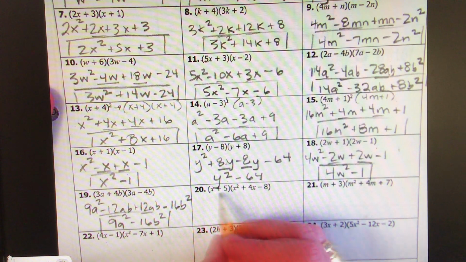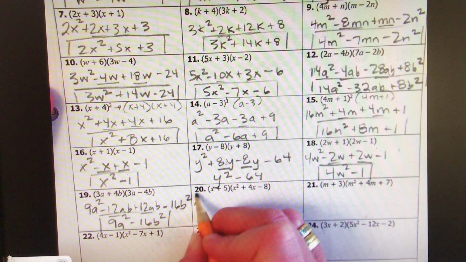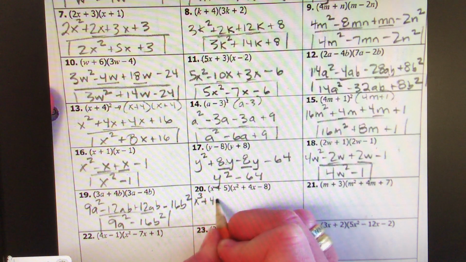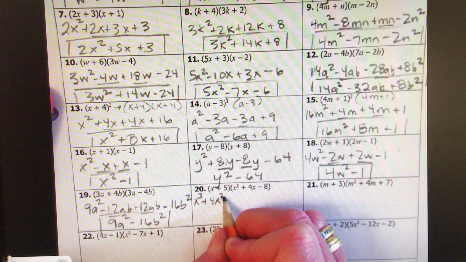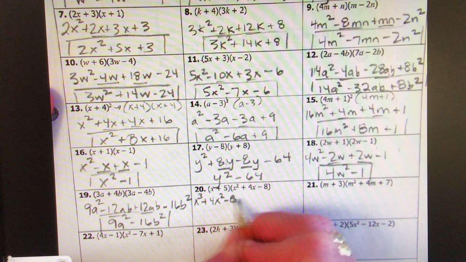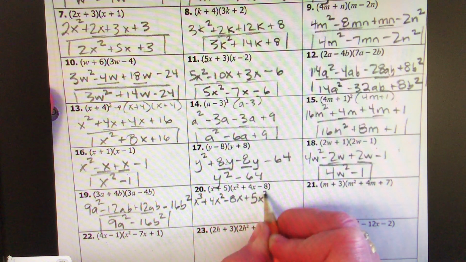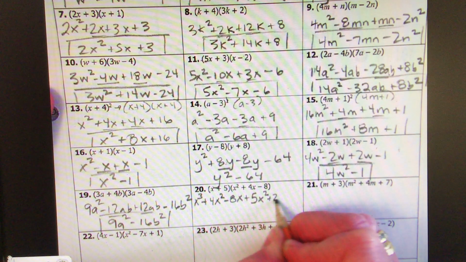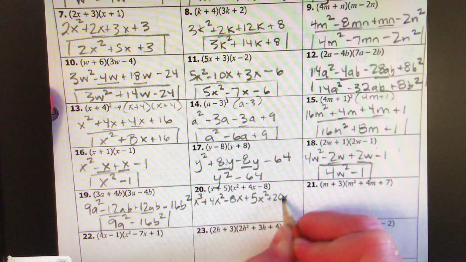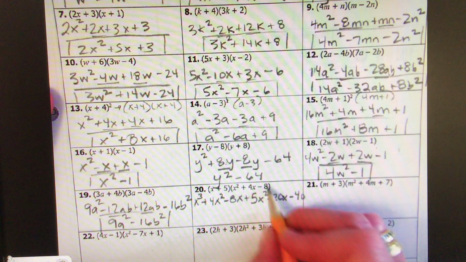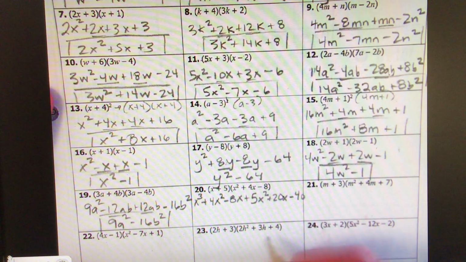Ooh, I've got a binomial times a trinomial. Extra work. I'm going to write small. X to the third plus 4x squared minus 8x plus 5x squared plus 20. Can I fit it in? X. Last but not least, minus 40, because I have 8 times 5, but it's negative.